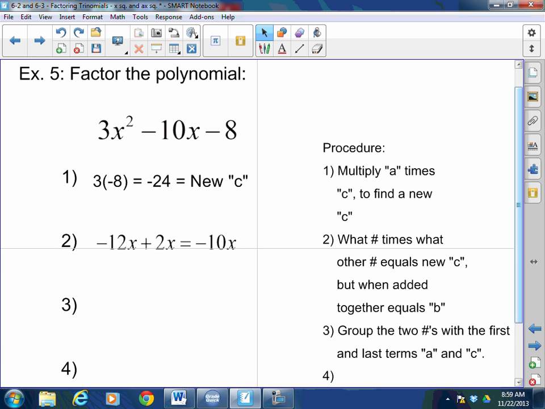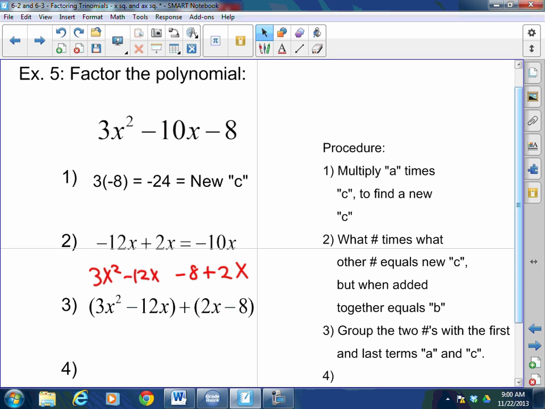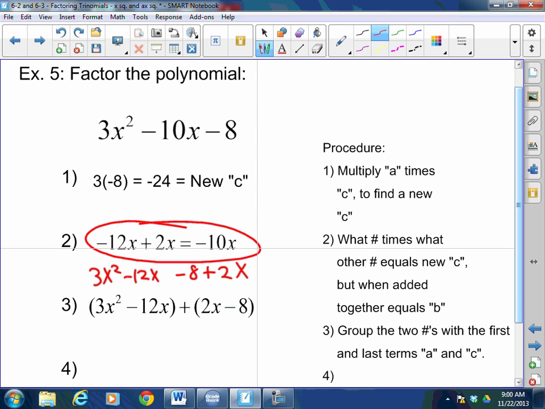Step 3. Group the two terms with the first and last terms. So take your 3x squared and the negative 12x and take the negative 8 and the 2x. And then we're going to group them, just like I've taught you. There is no equal sign. This was just trying to test what times what is negative 24, but when added together is negative 10x.